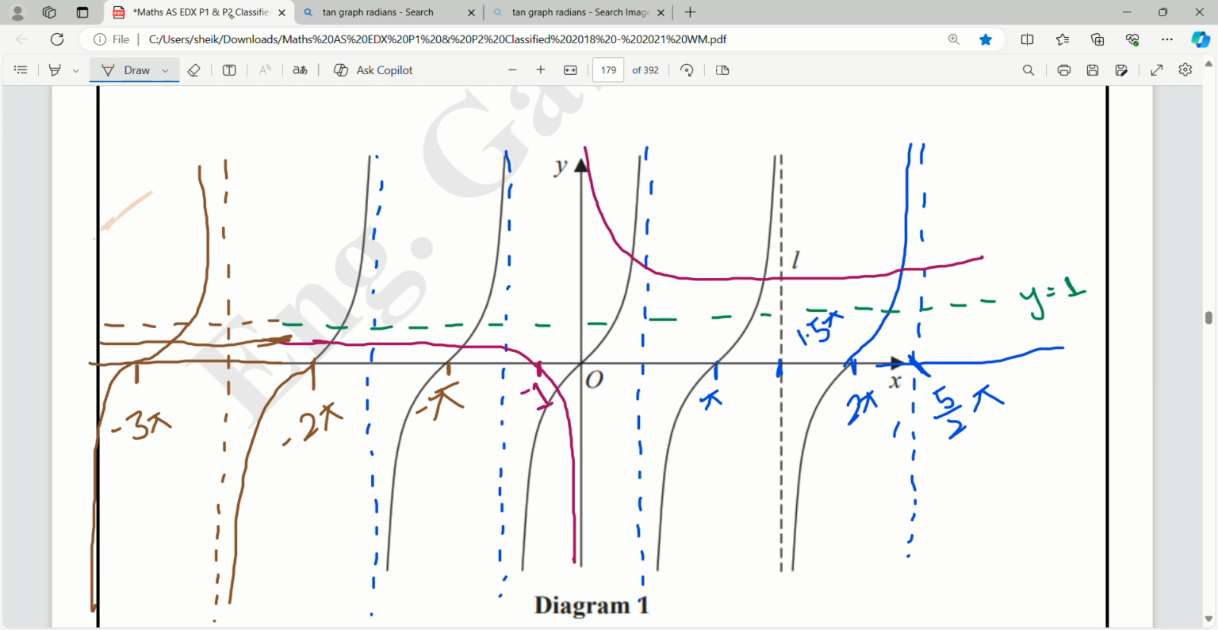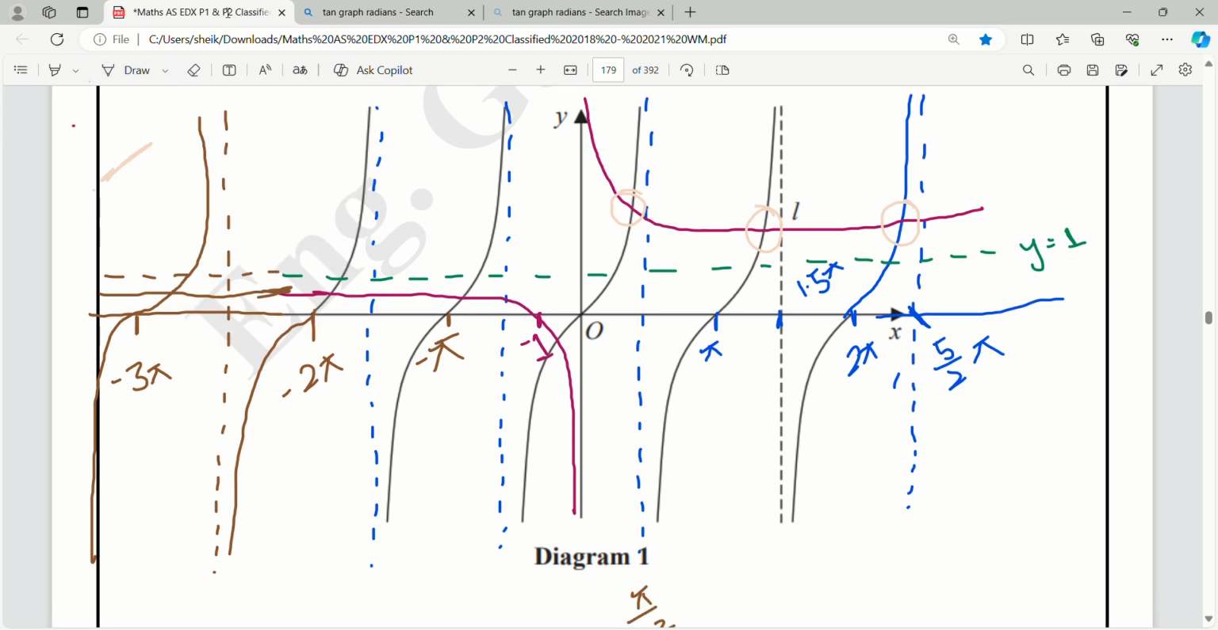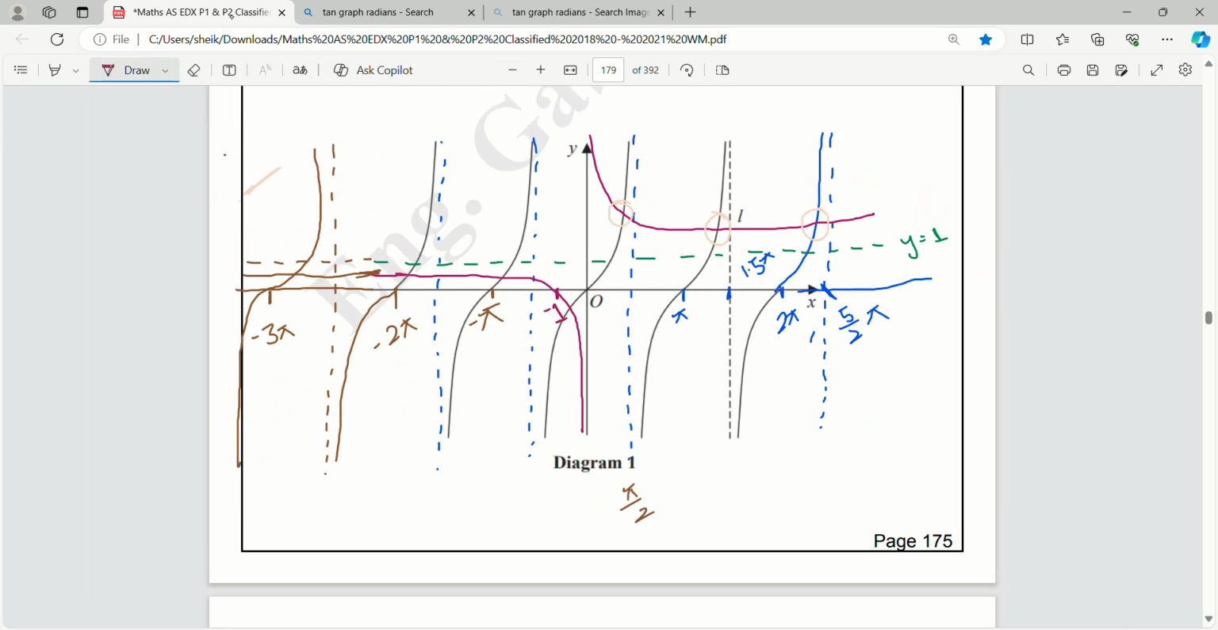In the positive x-axis, I have an intersection over here, an intersection over here, and anywhere else, an intersection over here, right? That's within 5 over 2 pi. So in the positive x-axis, I have 3 intersections.